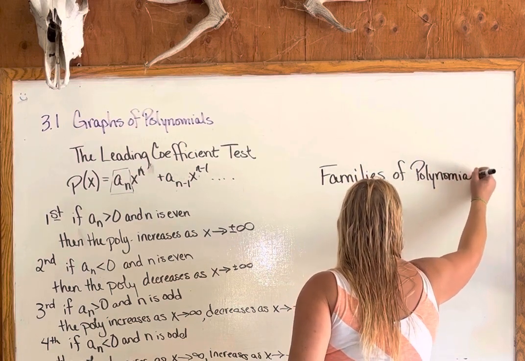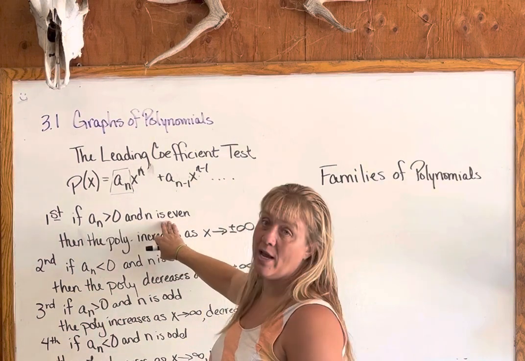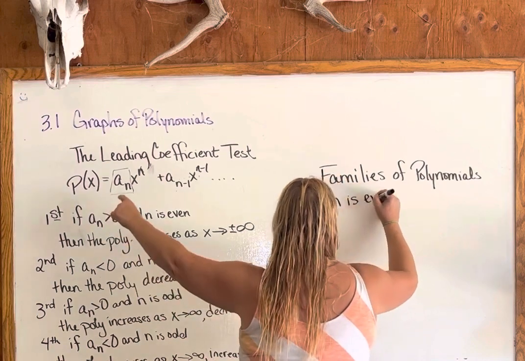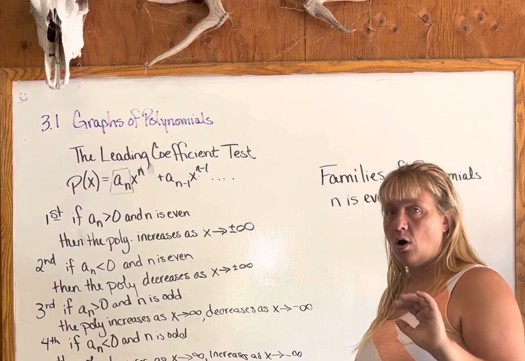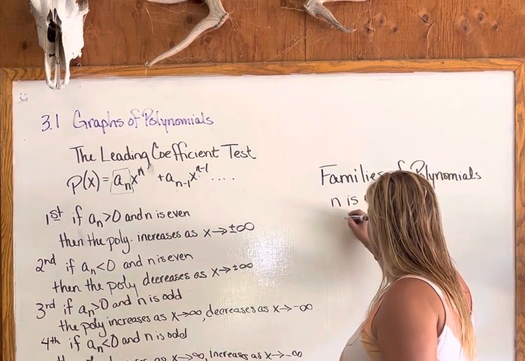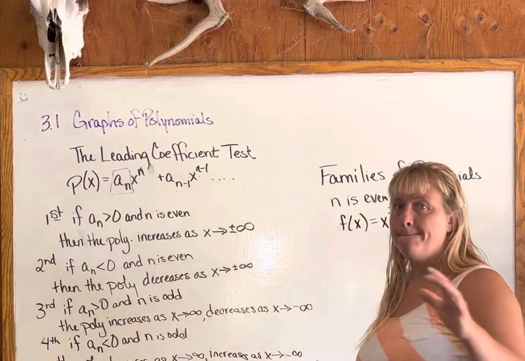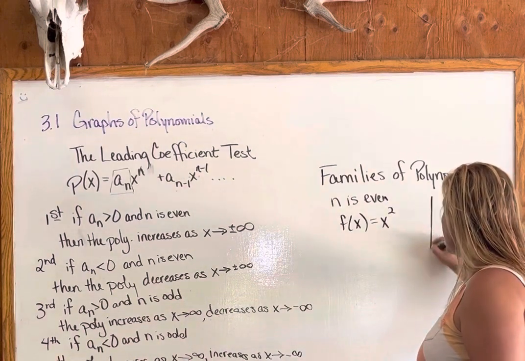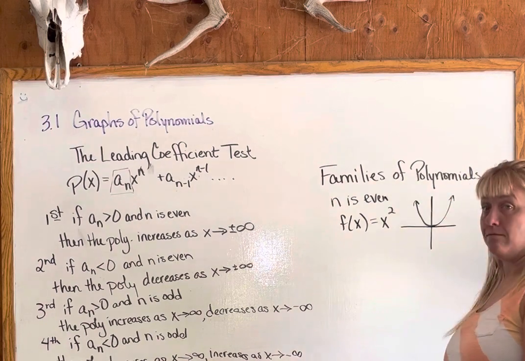So let's look at this first situation. This first situation is talking about when n is even. N is even means that first exponent is even. Now, our most basic n is even function is f of x equals x squared. Base function, right? This is one we're supposed to know. So over to the side, we can immediately say it looks like that.